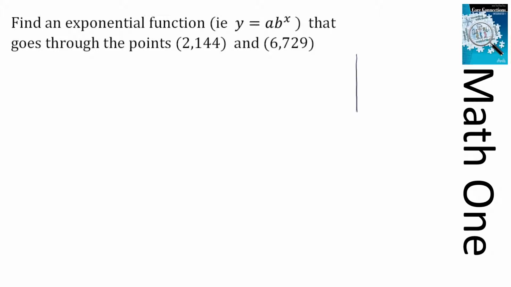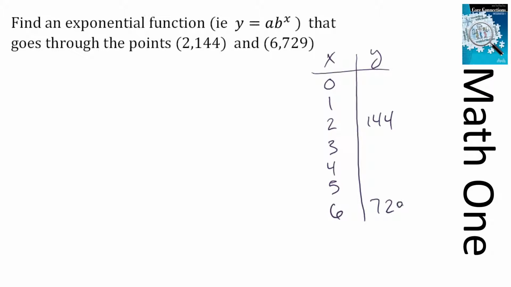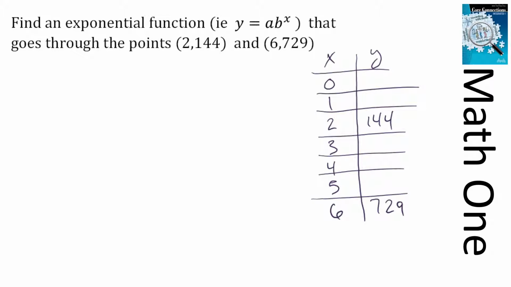What I like to do is start with the table of values and just see where I'm at. So you can see I've got x's and corresponding y outputs. I don't know anything about 0 or 1, but I do know that when I put 2 into this function, it produces 144. I don't know anything about 3, 4, or 5, but I do know when I input 6, I get an output of 729. If it was just those two values, this could be a linear function as well, but they're asking me to find an exponential function that goes through these 2 points, so that's what we're going to do.